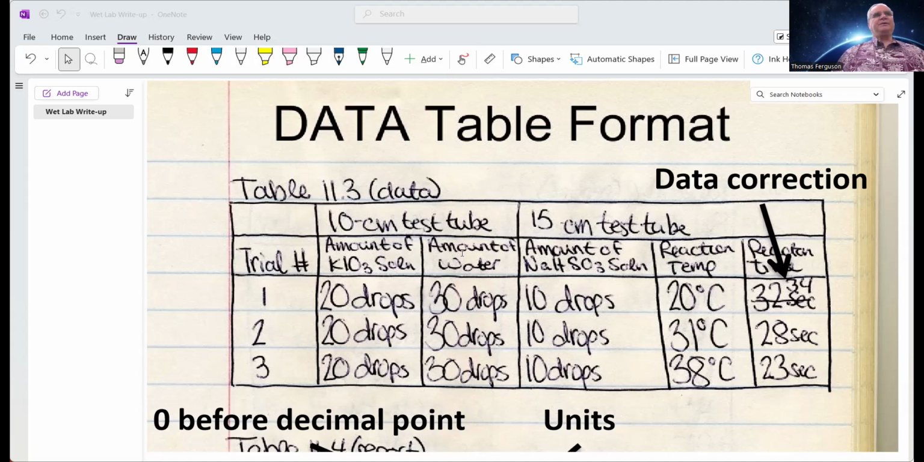So those are the parts of the pre-lab. Title, purpose, materials, procedure, first aid, if any, and then a data table. And the data table can change. So don't worry if you didn't add enough spaces or whatever, just start one and then change it as you go if needed.